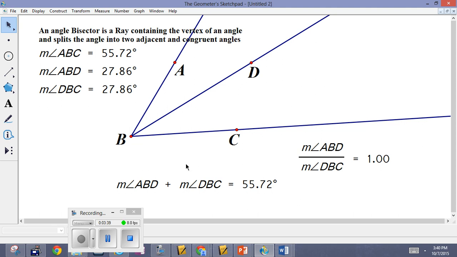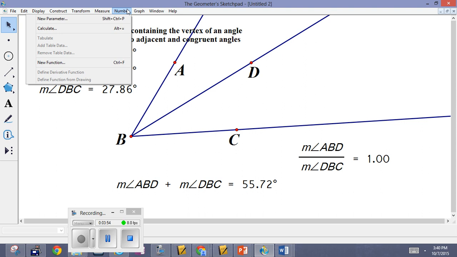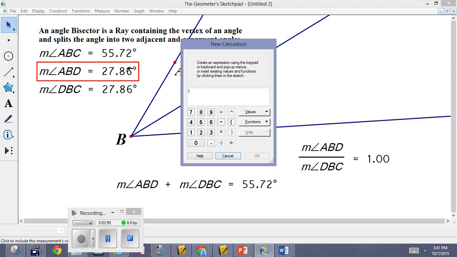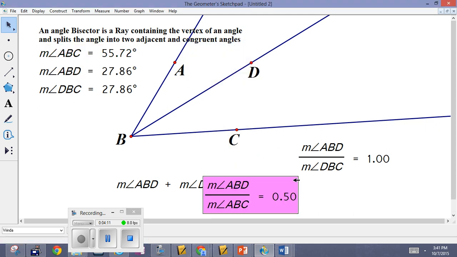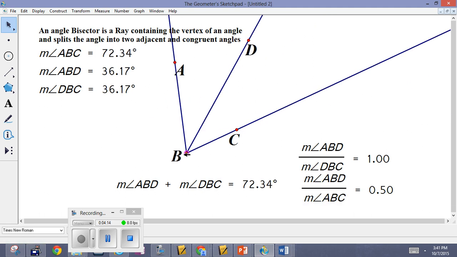The other thing, if we want to look at a ratio, is that the ratio of ABD to the whole angle is going to be 1-to-2. In other words, the whole angle is twice the measure of ABD. We can show that with number, calculate: one of the small angles divided by the all-inclusive angle is always going to be a 1-to-2 ratio, which of course is 0.5, and that's going to remain the same.